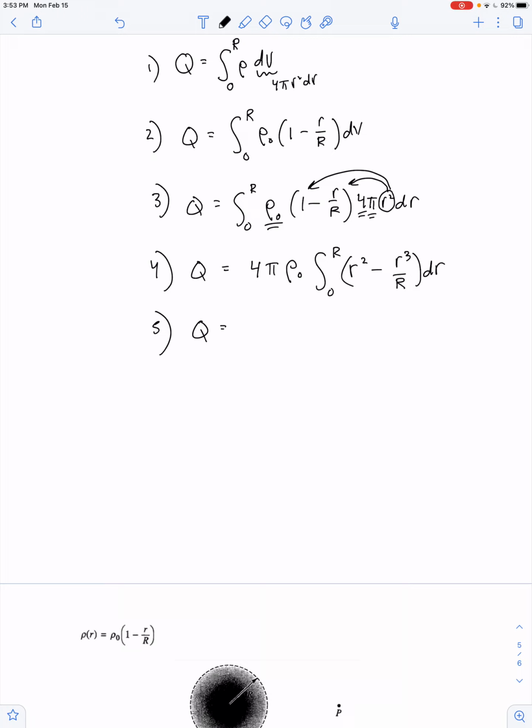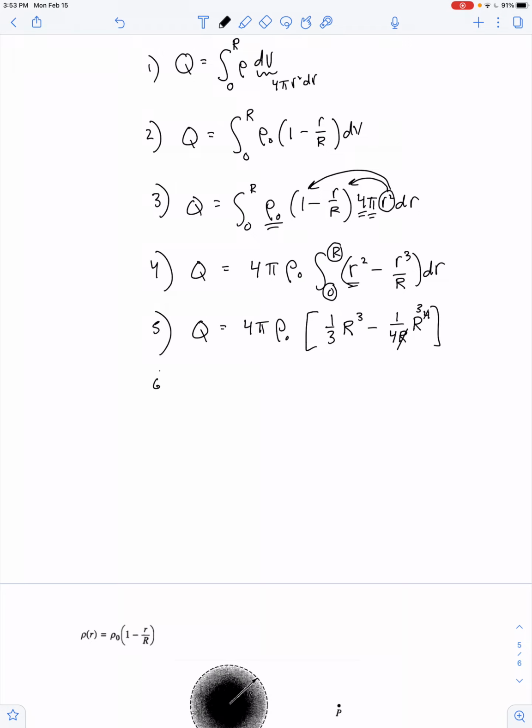So in step 5 we have the total charge is equal to 4 pi rho naught. And then let's see, the integral of r squared is going to be 1/3 r cubed. And when we include the limits of integration, then I guess this just becomes 1/3 capital R cubed minus 1/4 capital R to the 4th. But that R then cancels one of these.